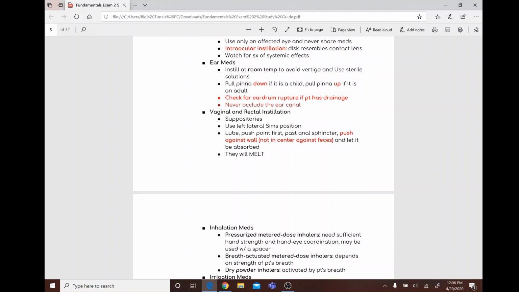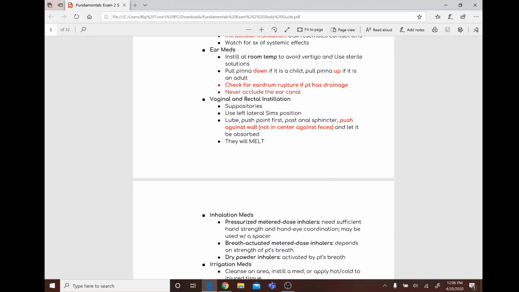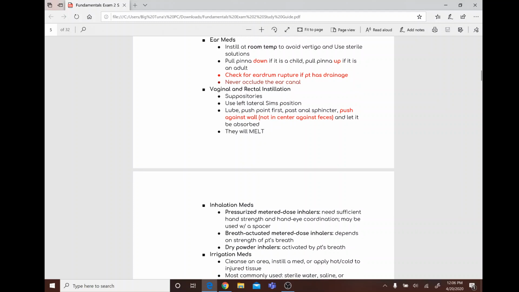What is the position the patient will be in if you're giving vaginal and rectal instillation? Left lateral Sims. Alright. What's the steps we're going to do for vaginal and rectal instillation?